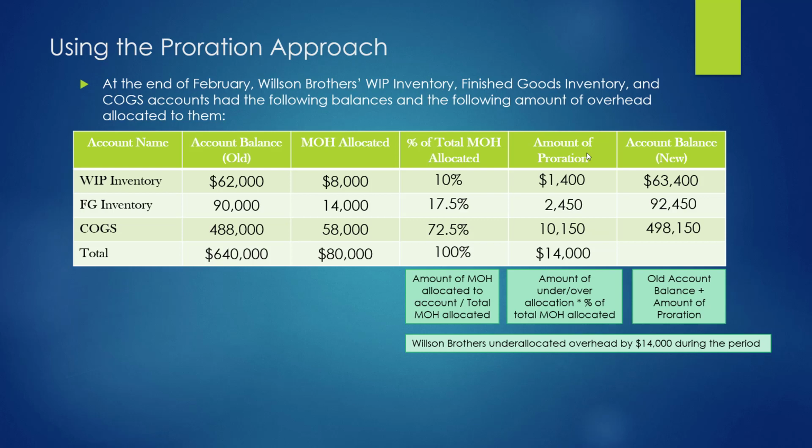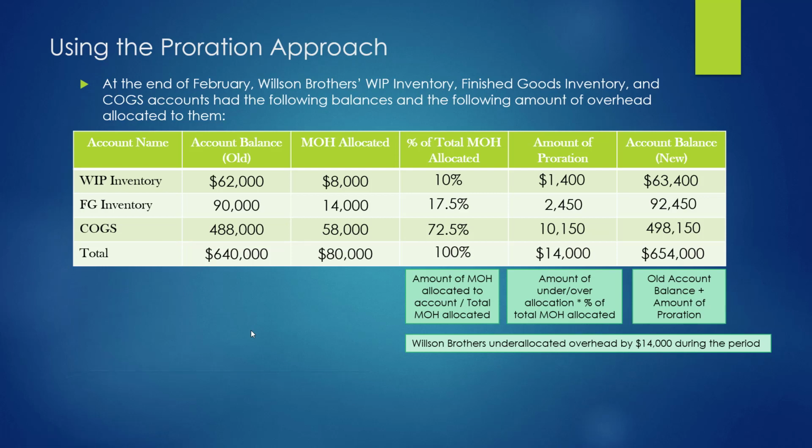cost of goods sold, 498,150. We add up those three numbers together, we come up with $654,000, which is conveniently what the balance was, plus the extra amount we had to prorate in because we under allocated. So now that we figured out how much cost has to be added to each of these accounts, we can just record it in a journal entry to increase the balance of those inventory and COGS accounts and close out our manufacturing overhead pool for the period.